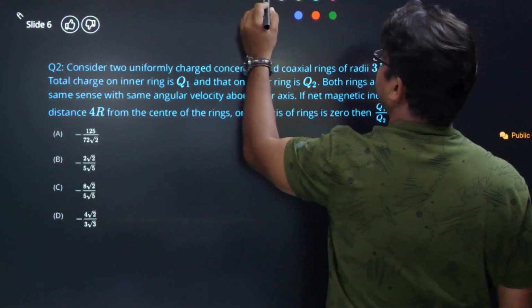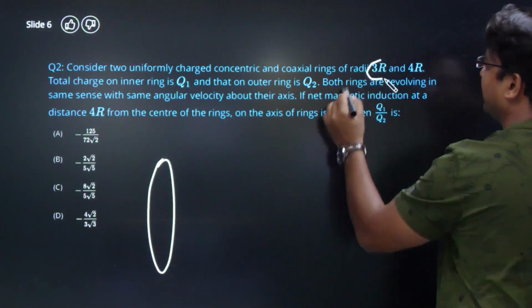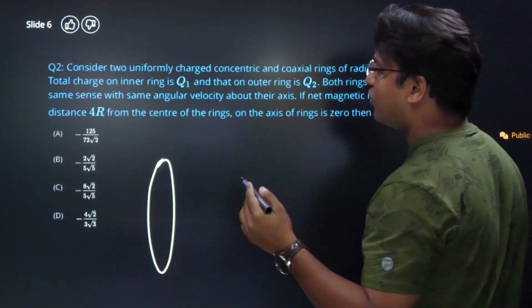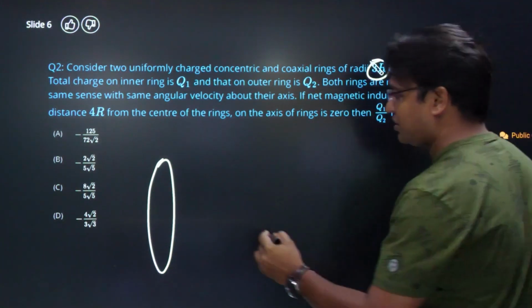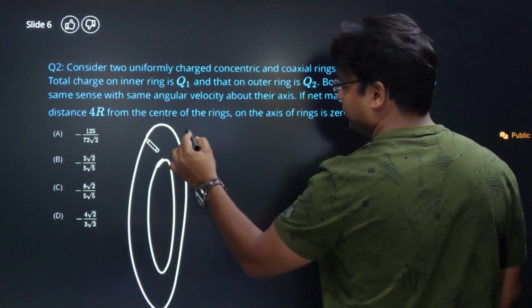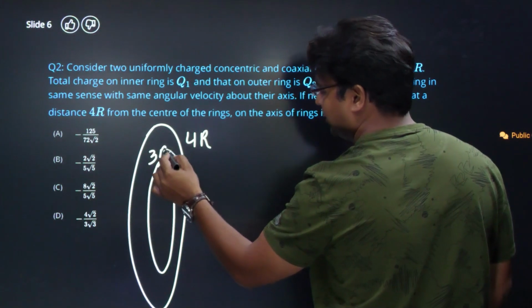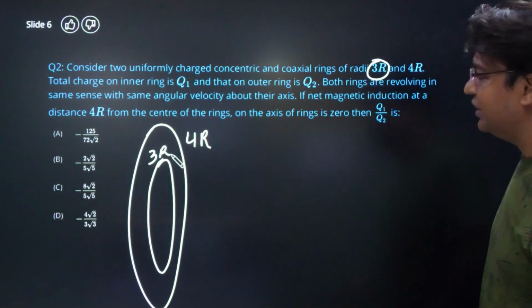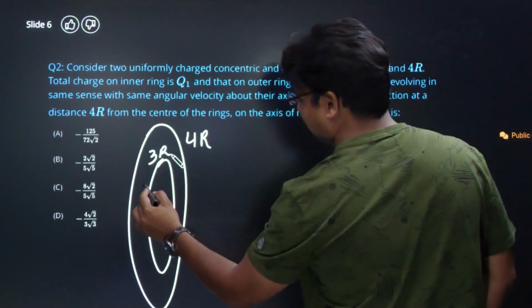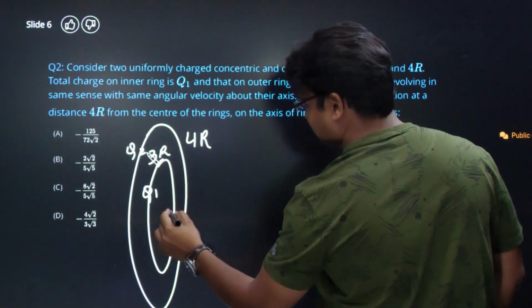The situation is somewhat like this. We have one ring of radius 3r, and then another concentric and coaxial ring. Concentric and coaxial would mean a ring like this. So this has a radius of 4r and this has a radius of 3r. They are the radii and they have charge q1 and q2. So this one has charge q1 and this one has charge q2. This is the axis.